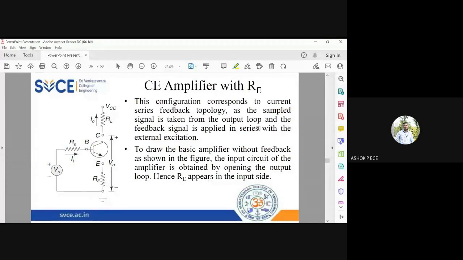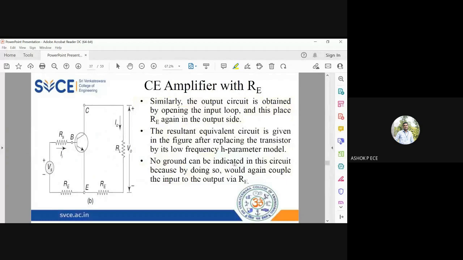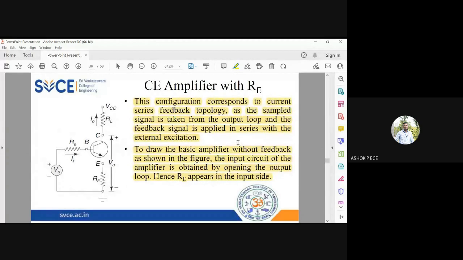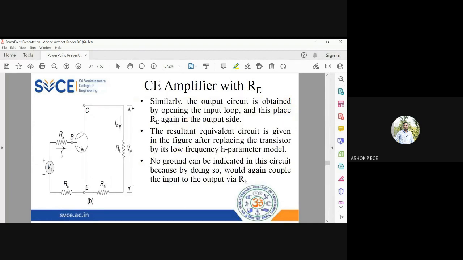Okay, this configuration corresponds to current series topology. So that is what we have seen. And now immediately after drawing the circuit, we will draw the low AC equivalent circuit. So AC equivalent means I will be short circuiting all the capacitances. I will be short circuiting all the voltage sources, and I'll be drawing the AC equivalent circuit.